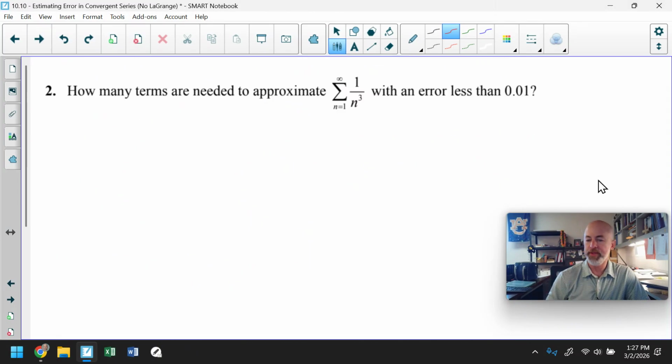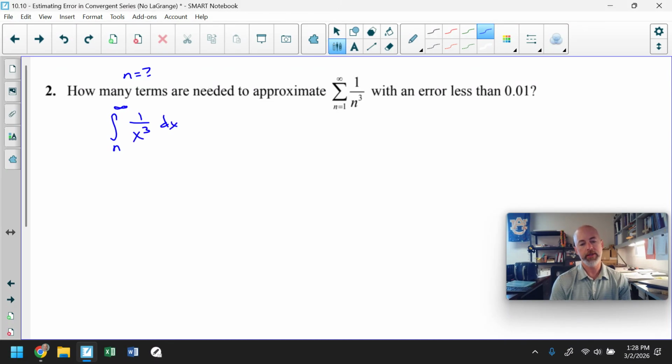Let's look at one more with the integral test, and then we'll talk about alternating series. How many terms are needed to approximate this with an error less than 0.01? And so here we don't know how many terms. Last time I gave you the number of terms. This time we don't know. What does n need to be? And so what we'll do is we'll solve the improper integral, and we'll just leave that n as a variable, the integral of 1 over x cubed dx, and we need that to be less than 0.01. So I'm going to keep that inequality in the back of my mind. Let's address this improper integral.